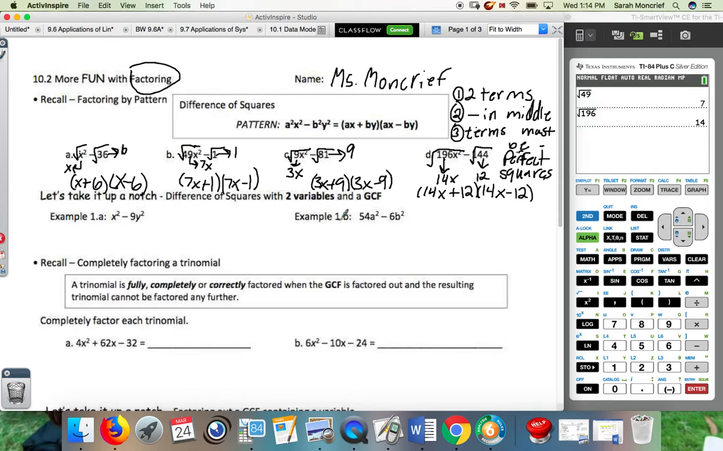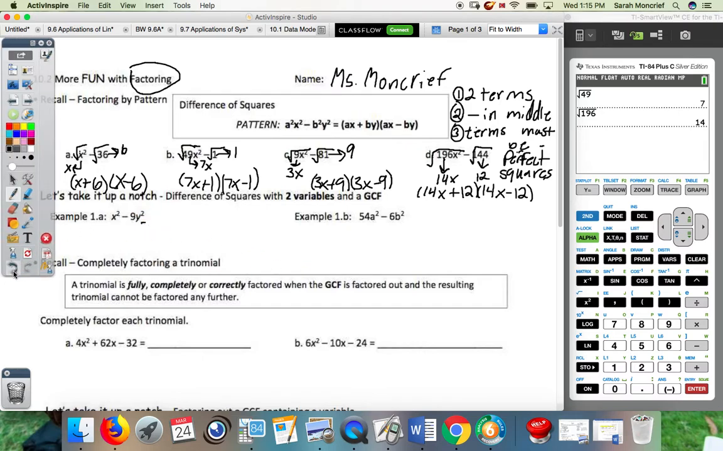We have difference of squares with two variables and a GCF. So let's look at example 1a. We have x squared minus 9y squared. So we still want to go with some of these rules. Let's start with, are there only two terms? Yeah, we have x squared and we have 9y squared. There's two terms. It also still needs to have the minus sign in the middle. Do we still have the minus sign in the middle? Yes.